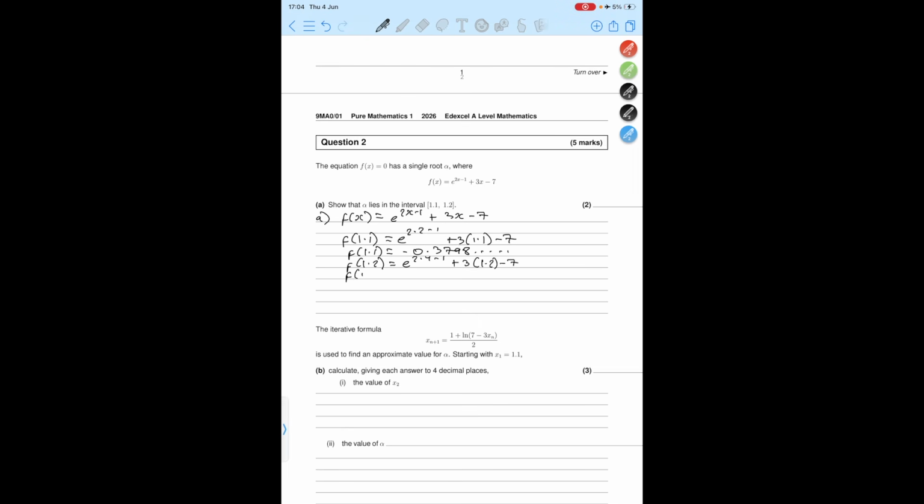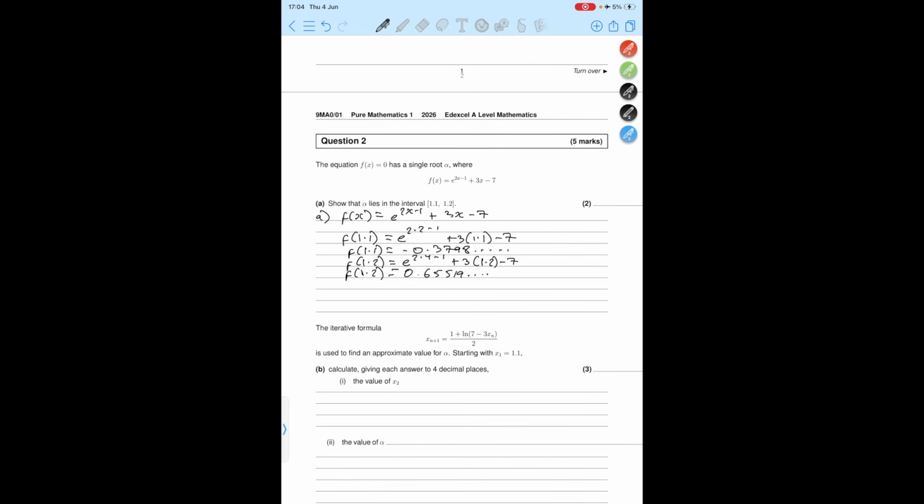So we're going to get f of 1.2 is equal to, so on my calculator I've just stored as answers, so it's very easy for me to go back, and I get 0.6519. Okay, so clearly we can see here that there's a sign change. The way I'm going to phrase it is, as there is a sign change and the function is continuous, we can say that 1.1 is less than alpha is less than 1.2.